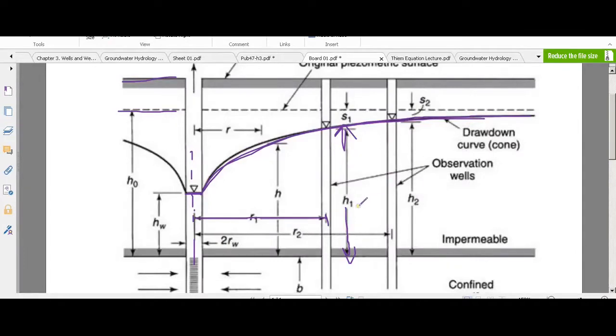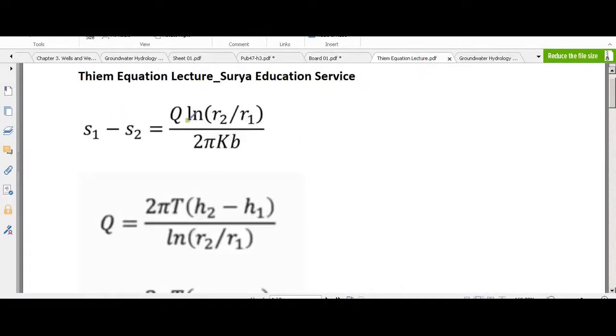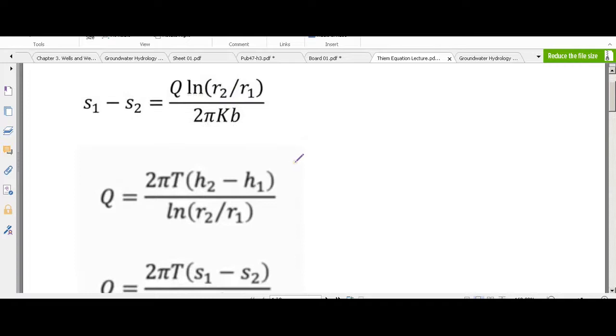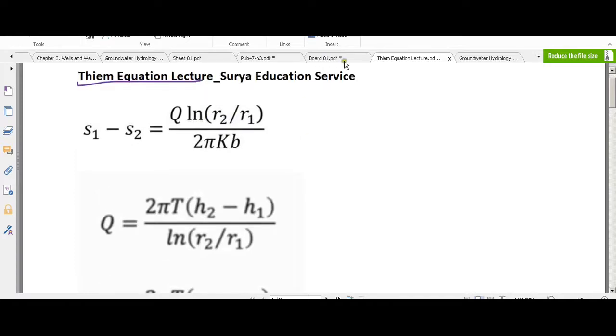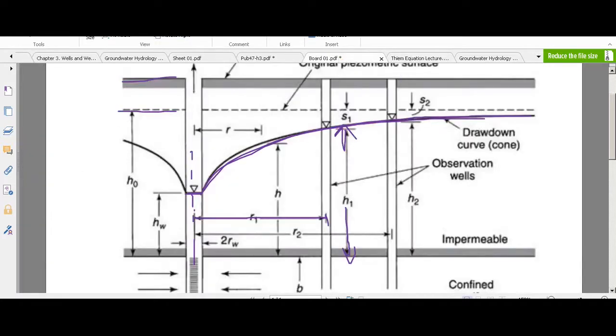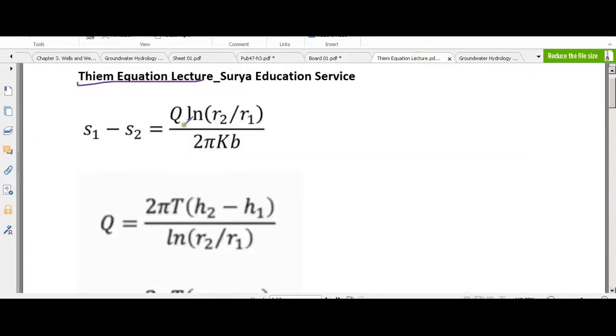So that's how you are going to understand the system, right? Now let's consider the Thiem equation. This says s1 minus s2 equals q times L. Now let's see how this equation actually comes. Just consider this particular diagram, and how the equation is formed.